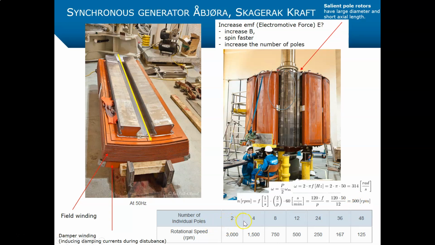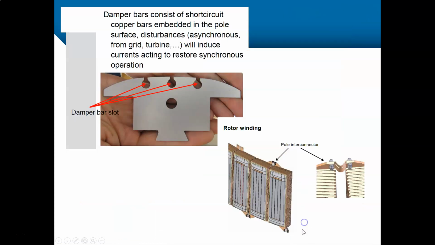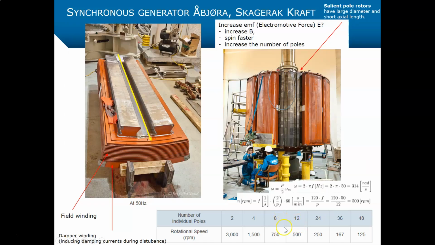Depending on the number of poles you have, you can get different types of speed. And as I said, the high-speed steam turbines typically have few poles and a high speed. But for hydro machines, we have more poles to get a lower speed.